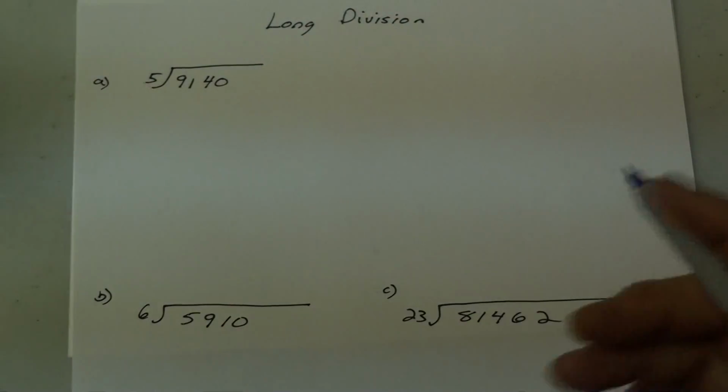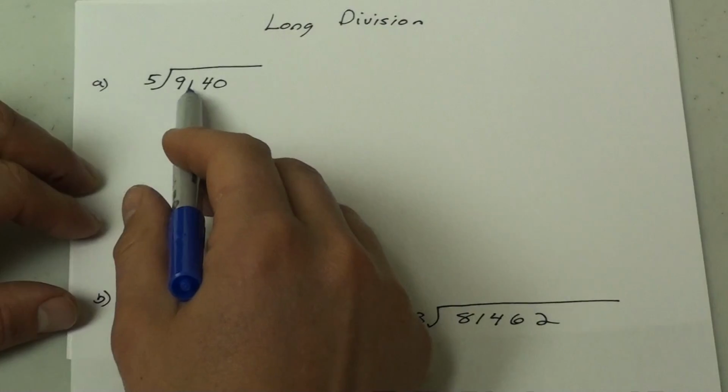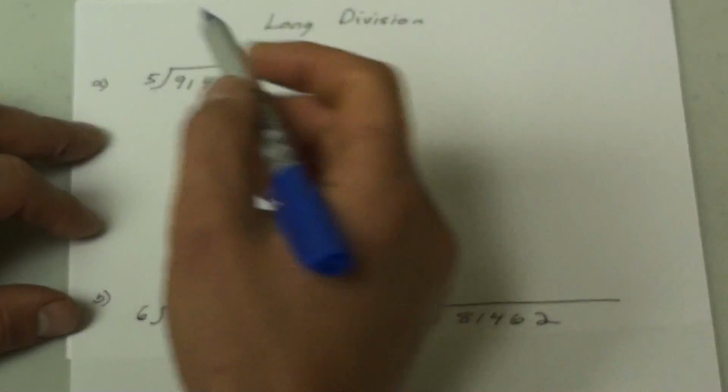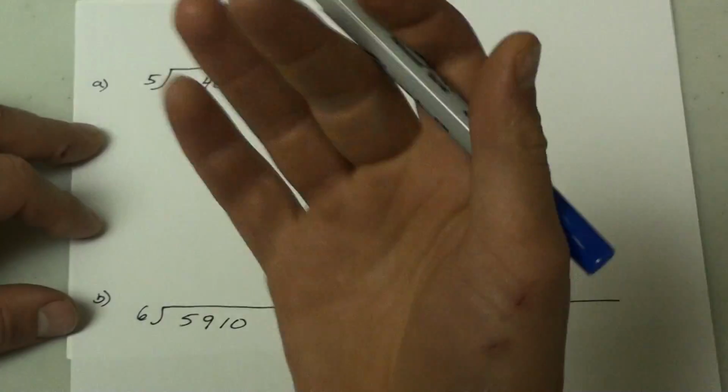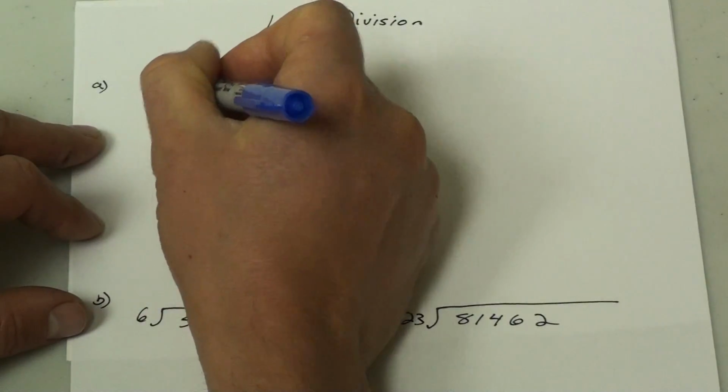Okay, this is a lesson on how to do long division. If I'm dividing 5 into 9,140, I'm just going to do one digit at a time. It's a bit of a process to get through. I'm going to take the 5 and I'm going to look at the 9 first.